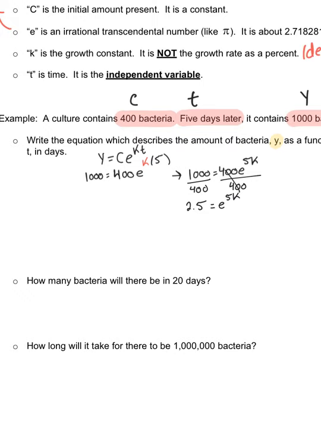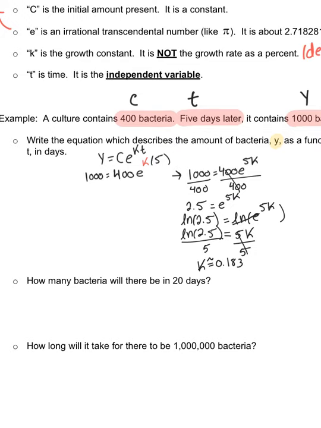Log base e has a special name. It's the natural logarithm that's abbreviated with ln. So I'm going to take the natural log of both sides. What's going to happen is this ln and the e are going to cancel each other out, and you're going to have ln of 2.5 equals 5k. Now, if I want to get k by itself, I just need to divide both sides by 5. So k is going to be ln of 2.5 divided by 5. You can just type that in your calculator and round it. So you're going to get about 0.183. And that is my value for k.